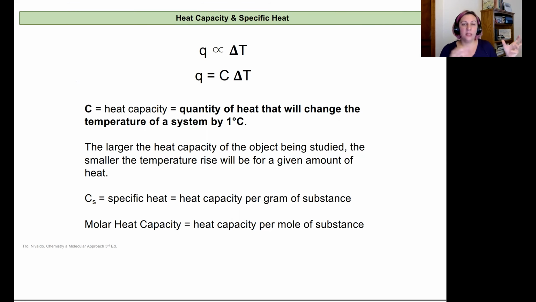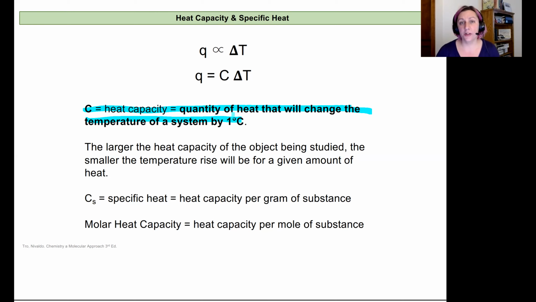So then heat can be equal to the heat capacity times the change in temperature that occurs for an object or for chemicals in a reaction, something like that. So we're going to define heat capacity, and we're going to give it C as its symbol. And it's going to be the quantity of heat that will change the temperature of a system by 1 degree Celsius. Can also think of that as a degree Kelvin, right? Because it's the same scale of temperature, just with a different zero definition.